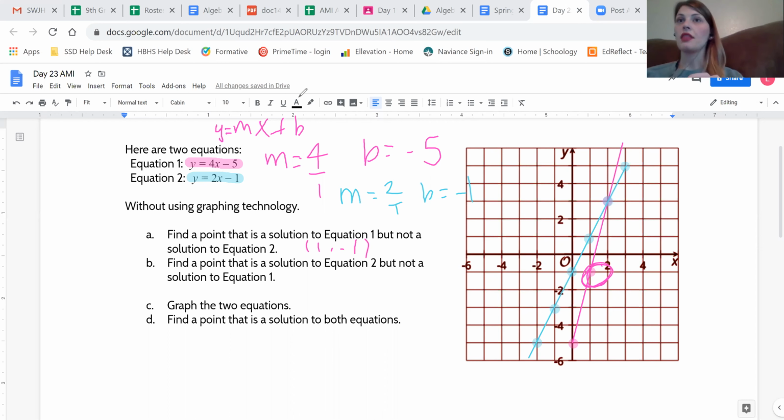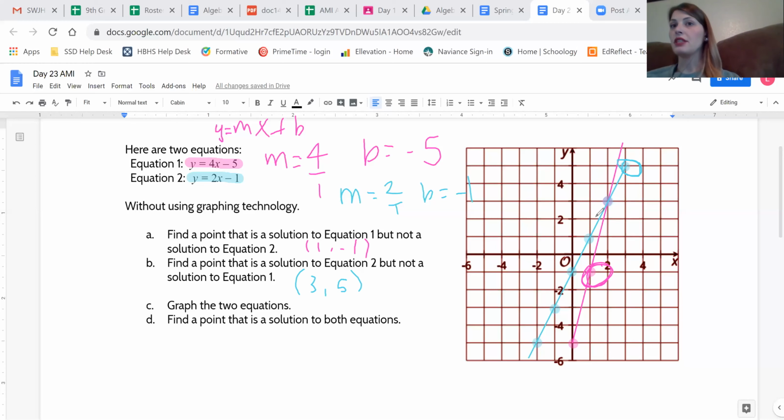Then we've got the blue line. We're looking for a solution to equation 2, but not to equation 1. It can be any of these. I'm just going to go ahead and choose this one, and that's at the point 3, 5. It could be any of these points, just as long as it's on the blue line and not the pink line.